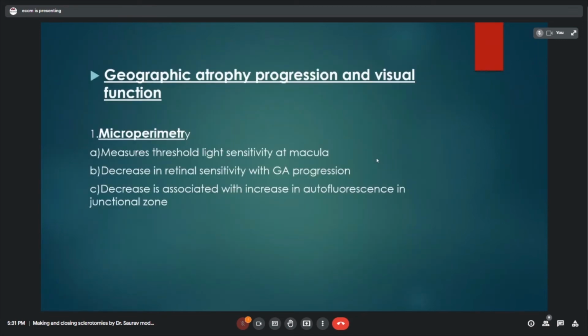Geographic atrophy progression and visual function. It can be determined by some tests like microperimetry, which measures the threshold light sensitivity at the macula. A decrease in retinal sensitivity is noted with GA progression rates, and the decrease is associated with an increase in autofluorescence in the junctional zone.